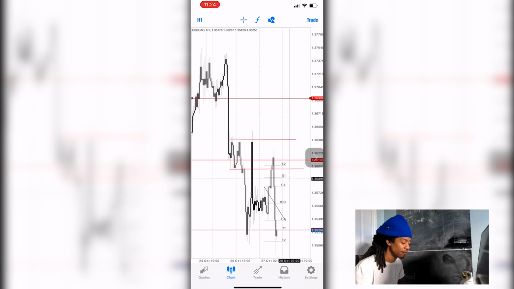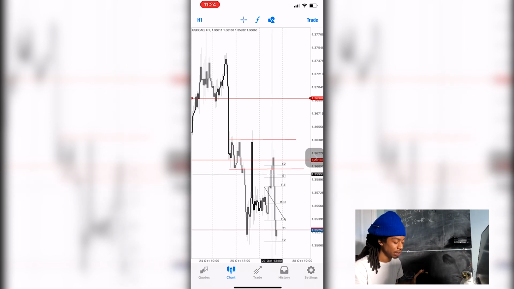You go down to a lower time frame, going with this momentum that the market's having, rejecting these extreme areas of the market, before price shoots back down.